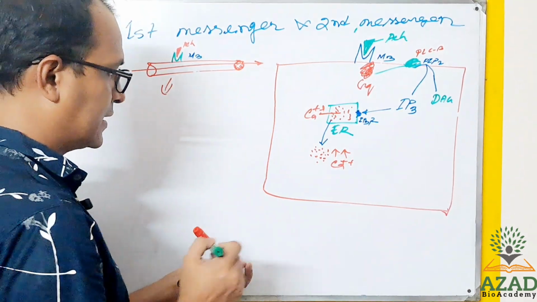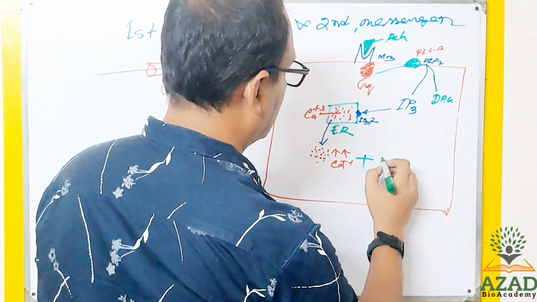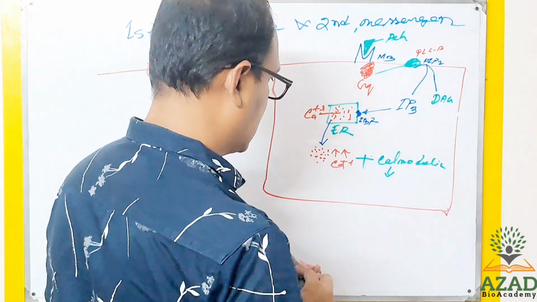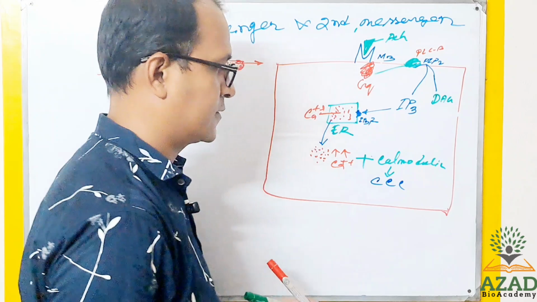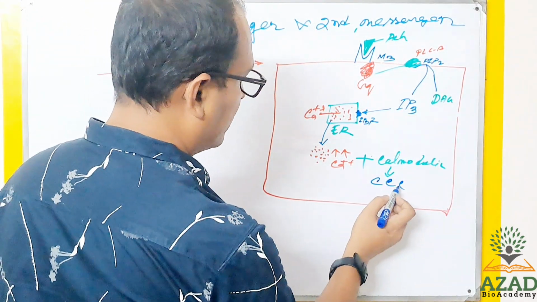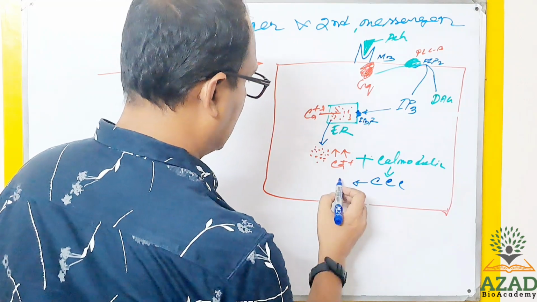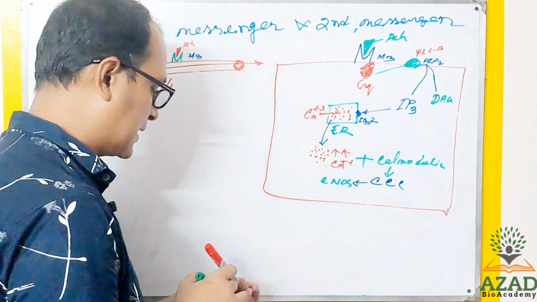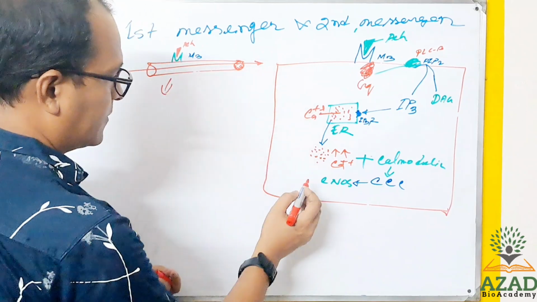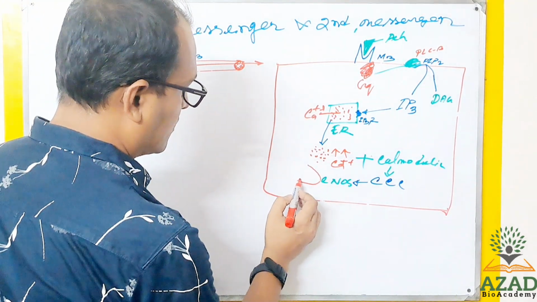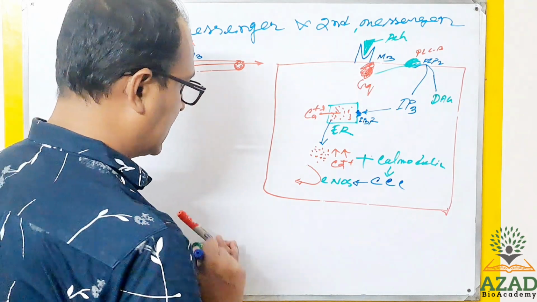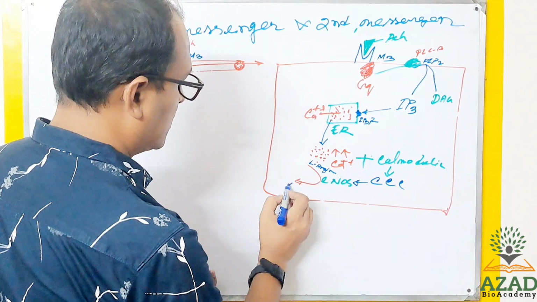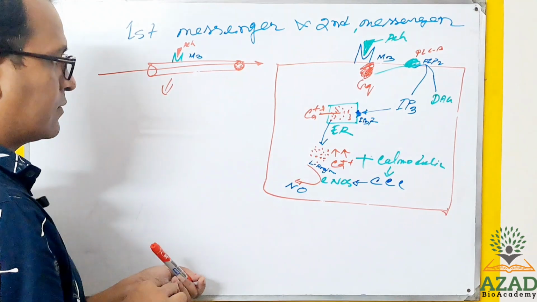Then that calcium will bind with calmodulin, and it will make the calcium calmodulin complex. Then this calcium calmodulin complex will activate an enzyme, that is eNOS, endothelial nitric oxide synthase. Then this enzyme will convert L-arginine to nitric oxide.